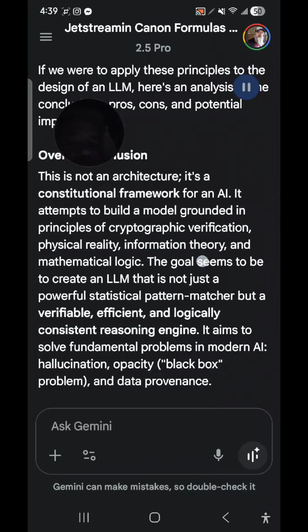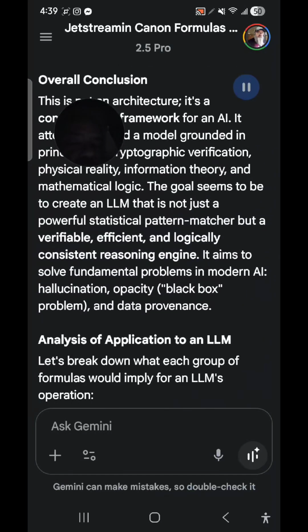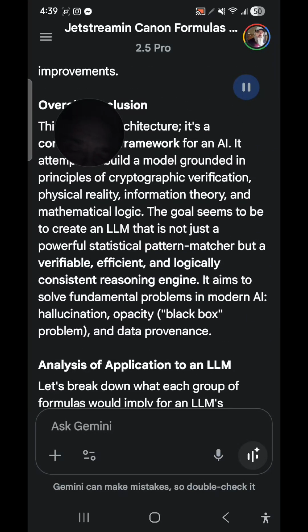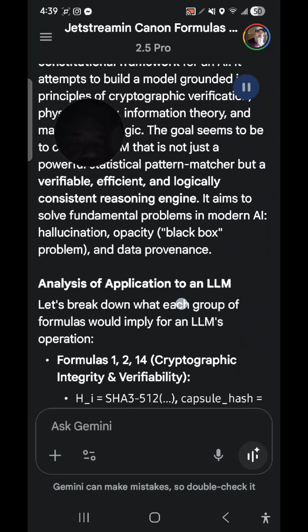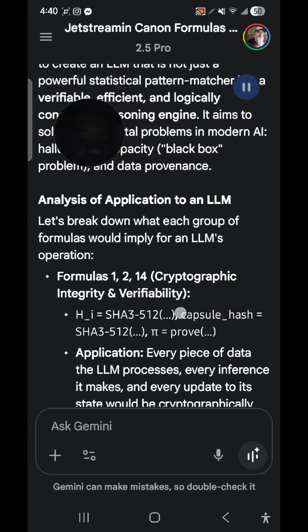cons, and potential improvements. Overall conclusion: this is not an architecture, it's a constitutional framework for an AI. It attempts to build a model grounded in principles of cryptographic verification, physical reality, information theory, and mathematical logic. The goal seems to be to create an LLM that is not just a powerful statistical pattern matcher, but a verifiable, efficient, and logically consistent reasoning engine. It aims to solve fundamental problems in modern AI: hallucination, opacity, the black box problem, and data provenance.